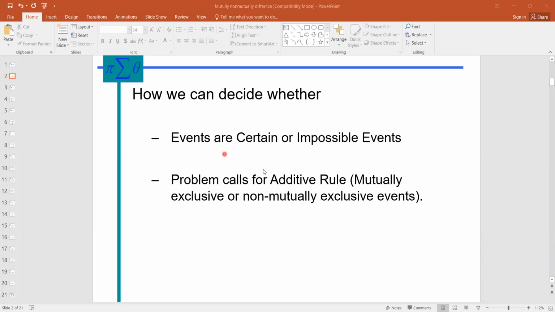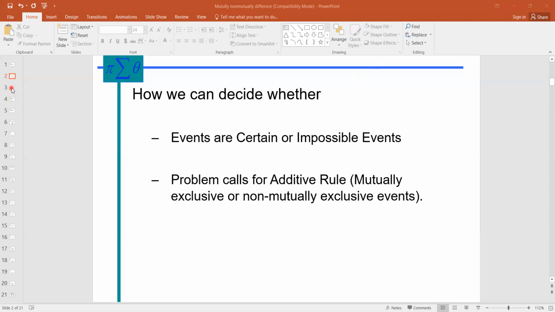So how can we differentiate certain and impossible events? Similarly, how can we differentiate mutually exclusive from non-mutually exclusive, or how can we choose an appropriate additive rule, and how can we calculate the probability of certain and impossible events? So let us start with the certain or impossible event.